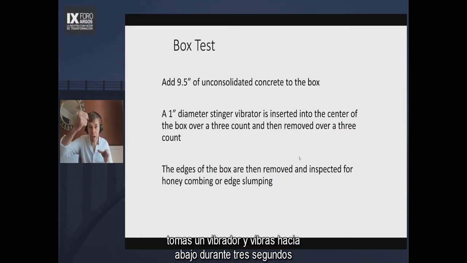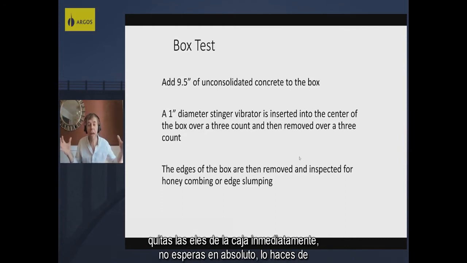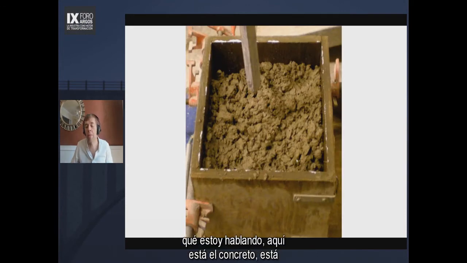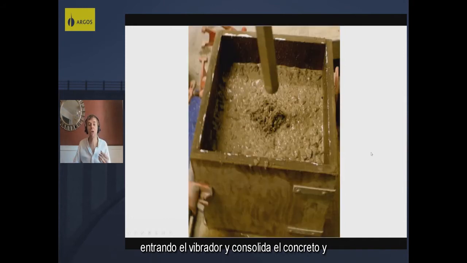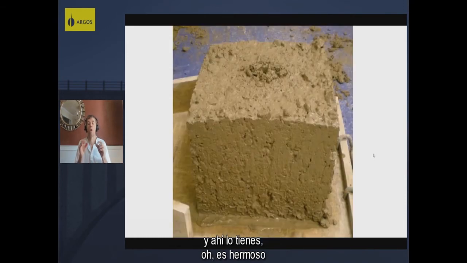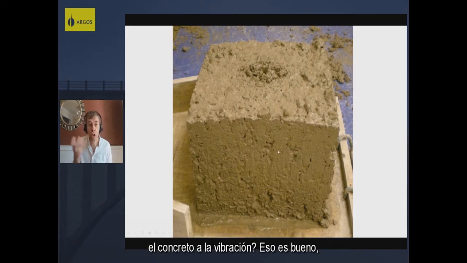You take a vibrator and you vibrate down for 3 seconds and then up for 3 seconds. And then you take the clamps off and you pull the edges off the box immediately. You don't wait at all. You do it immediately and you see what happens. Let's see what I'm talking about. Here's the concrete. There's the vibrator coming in, and it consolidates the concrete. And then you immediately take the pipe clamps off and you look. You go, oh, it's beautiful. What you're looking for is, did the vibration consolidate the concrete? Did the concrete respond to vibration?